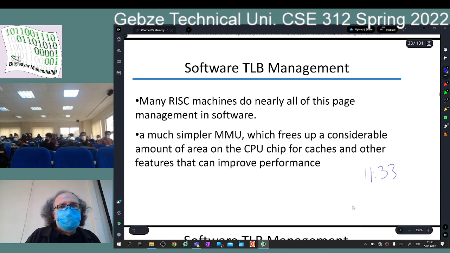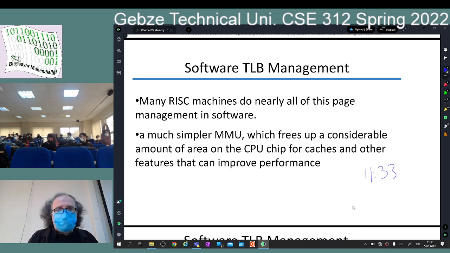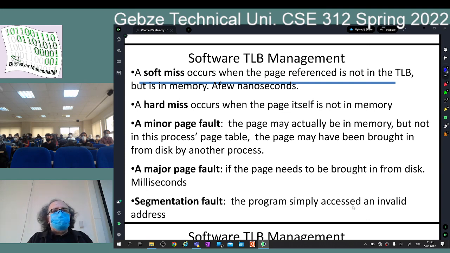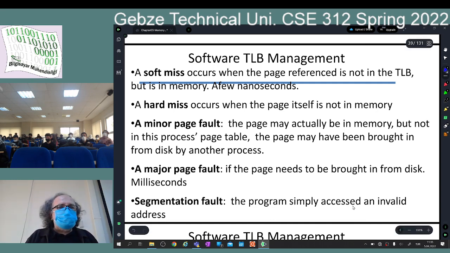Okay, so we are going to do the TLB management in software by the operating system, and one responsibility of the memory management part of our operating system will be to deal with the TLB. And to do this, let's see a few definitions. For the TLB, it's like the cache management. For the TLB, a soft miss is defined as this. It occurs when a page reference is not inside the TLB, but it is in memory.